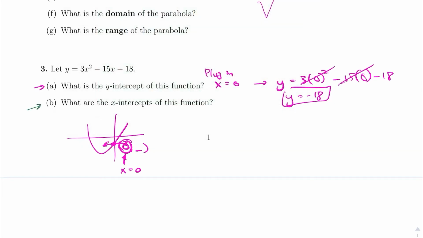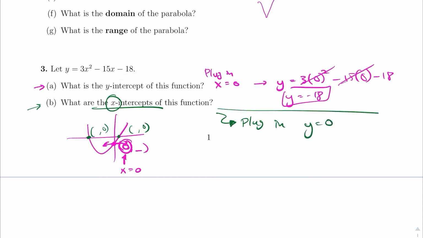For part B, what are the x-intercepts of this function? So to find the x-intercepts of this function, thinking about the x-intercepts, you haven't moved up or down at all. So because you haven't moved up or down, you know that the y-coordinate of these points will be 0. So to find the x-intercepts, you plug in y equals 0, just like you had in the points.